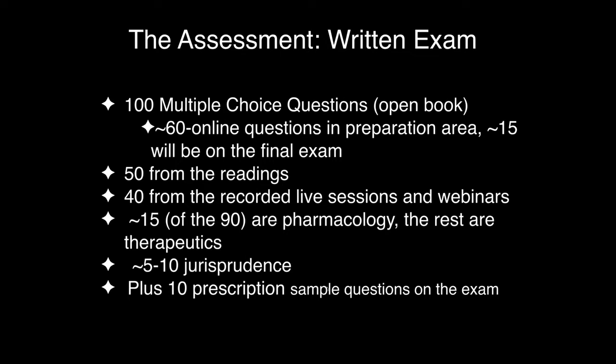This is just, we've already briefly talked about this, in that the written exam will be 100 multiple choice questions. It's open book, and it just lists the sort of information that you need to know. Approximately 50 of the questions come from your readings and therapeutic choices. Roughly 40 come from the recorded live sessions. So it's a balance between what you're going to read in therapeutic choices and what you're going to hear about on the website.